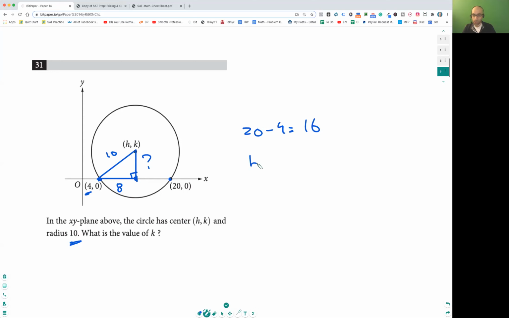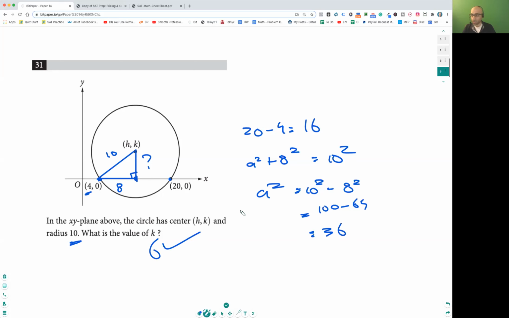You can use so many ways to do it. A squared plus 8 squared is 10 squared, or you can use the 3, 4, 5 triangle. I'm just going to solve it this way. 10 squared minus 8 squared, right? This gives you 100 minus 64, which is 36. And so A is equal to 6, okay? A is equal to 6, and we're done with this problem, okay?